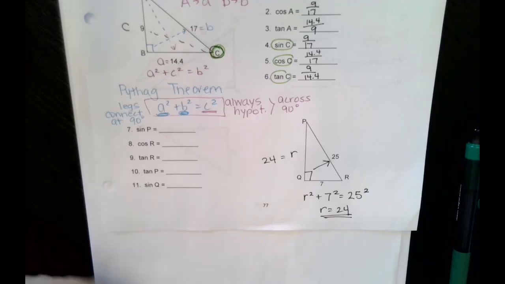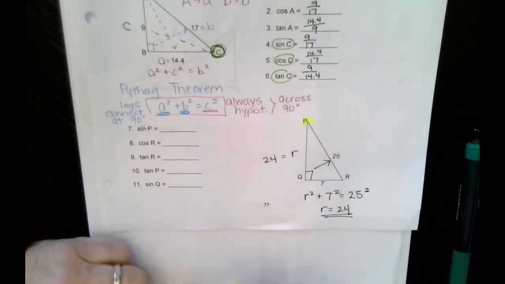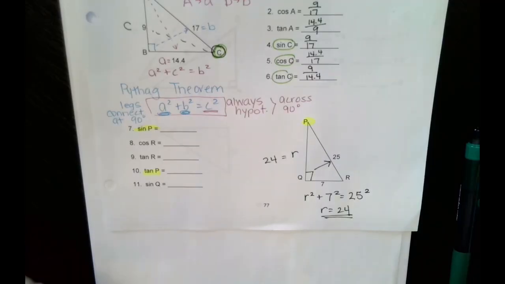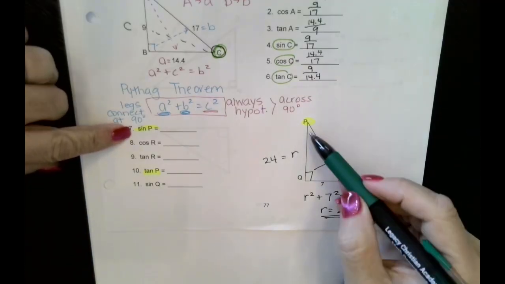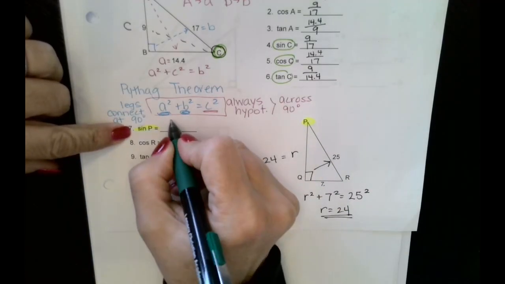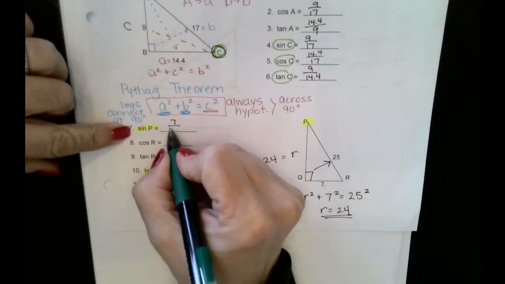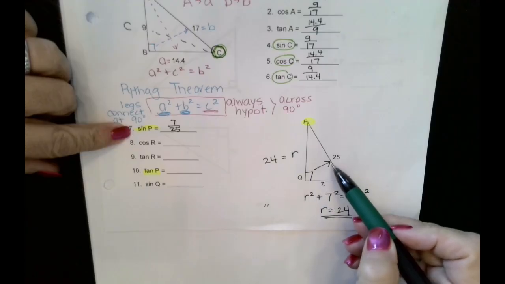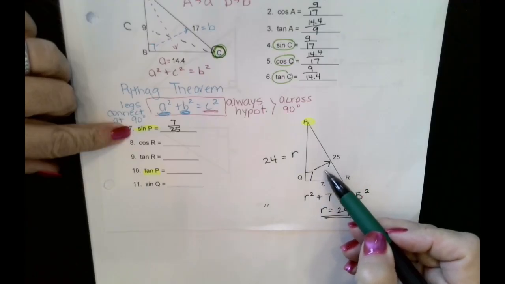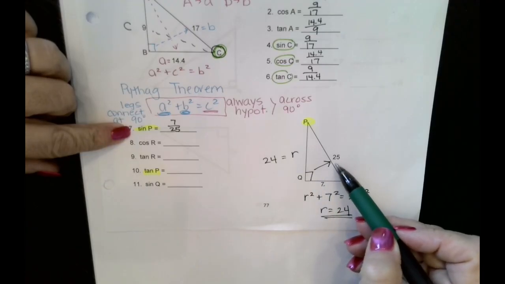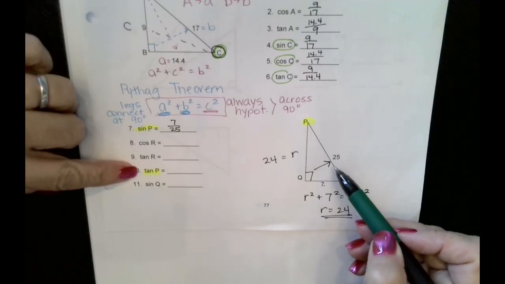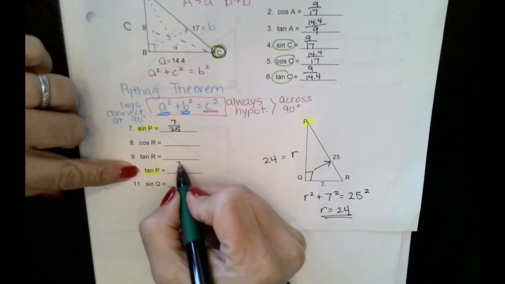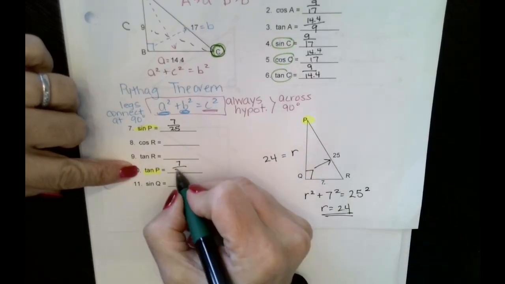If I'm looking for sine P, this is my P angle right here. So this is P and this is P, so I can do those two angles right away. Opposite is 7, over my hypotenuse, which is 25. I'll often draw my right triangle and draw an arrow to my hypotenuse so that it's super easy to see what value I'm using. For tangent, it's opposite over adjacent, so 7 over adjacent, which is 24.